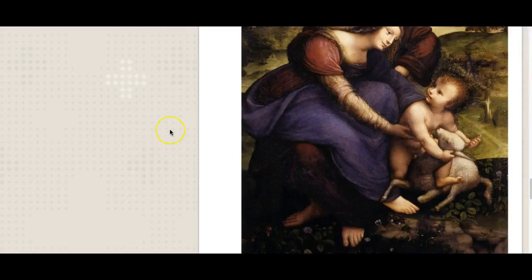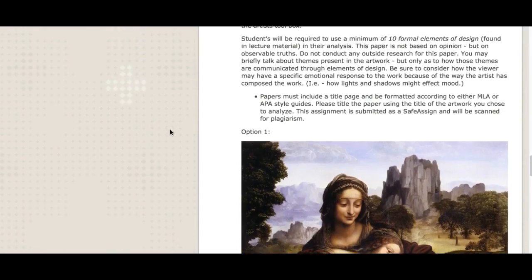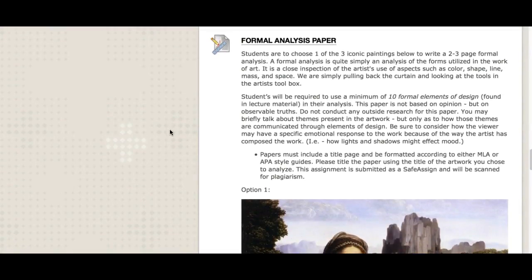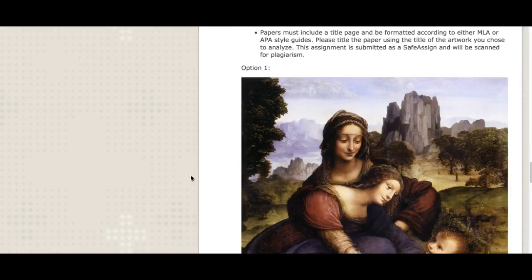Hey guys, so I'd like to go over a few things with the formal analysis paper that I noticed. I did finish grading them and give everyone some feedback, but there were some things that I noticed people kind of repeating over and over again. So I just wanted to go over each painting.